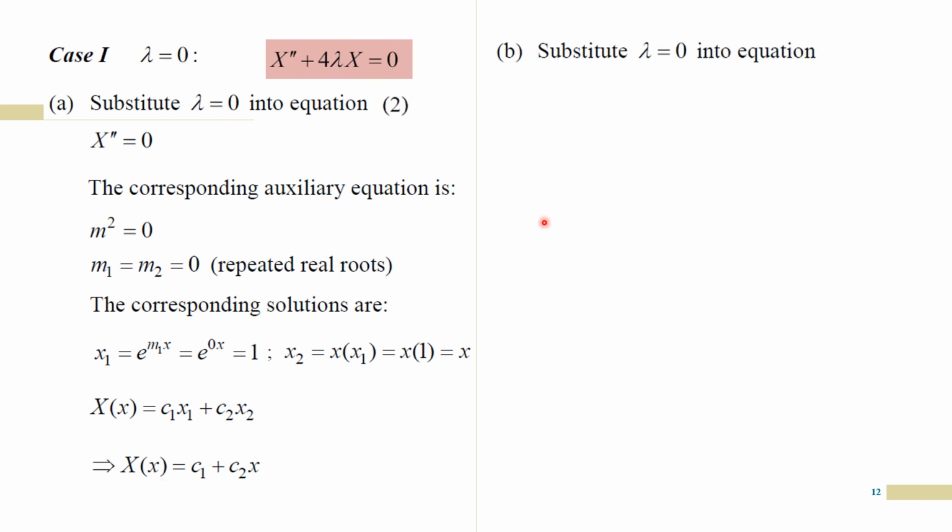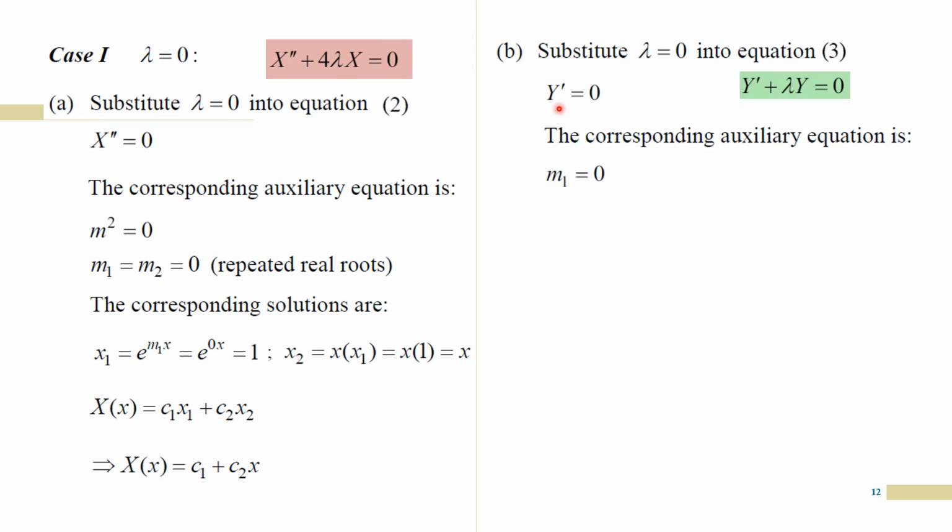Now let us substitute lambda equal to 0 into equation number 3, which is given by y prime plus lambda y equals 0. This time this term goes to 0, so we are left with the equation y prime equals 0. Now this is a first order linear differential equation, and therefore the corresponding auxiliary equation is just m1 equals 0.